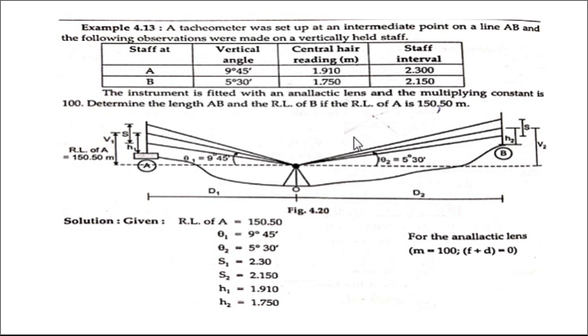Okay, so from the readings we can draw this sketch like this. Point O, this is point B, and this is point A. From O to A the vertical angle is 9 degree 45 minutes, so this is shown. From O to B the vertical angle is 5 degree 30 minutes, so that is also shown. This is the staff kept at B, with V1 position, S position, H1 position, and at the same time V2 position, S position and H2 position are shown, and these are the given values.